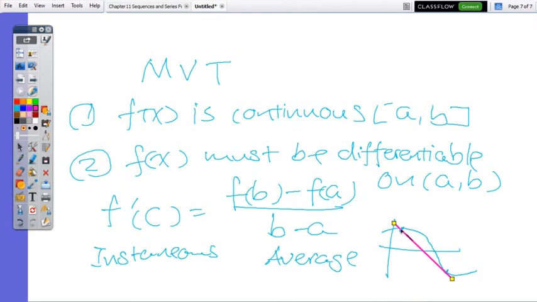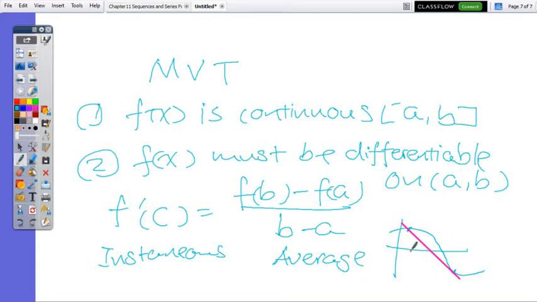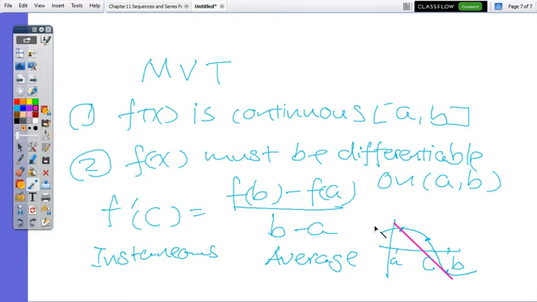And then you want to find the instantaneous rate of change. So there's a point right between A and B. Here's A, here's B. Let's say there's a point C right in between, right here. And the instantaneous rate of change is the same as the average rate of change. Going back to the concept from Algebra 1 and geometry, if two lines are parallel, the slope must be exactly the same. And that's what we're doing right now.